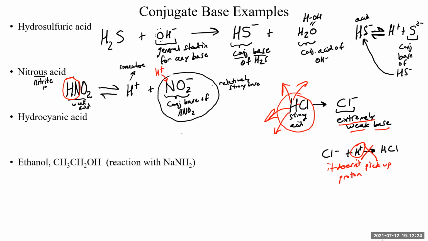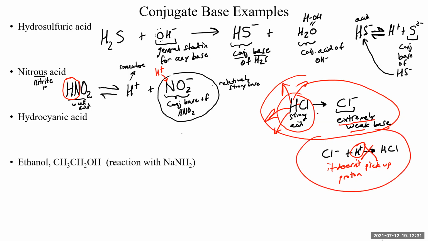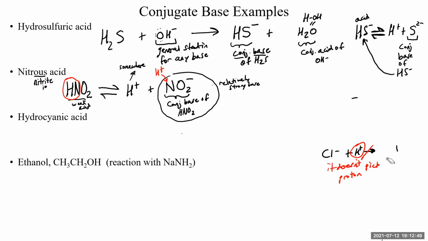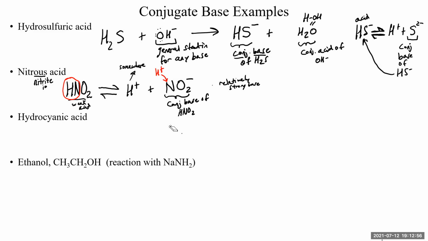Okay, hydrocyanic acid. How about hydrocyanic acid? So this, by the way, was just an example of a strong acid. We already saw hydrochloric acid produces chloride ion as its conjugate base, and that turns out to be an extremely weak base. It has no tendency to pick up protons. That makes it, by definition, a terrible base. Chloride is an awful base because it doesn't want protons, and that's exactly what a base is supposed to do. It's supposed to pick up protons, but this one doesn't.